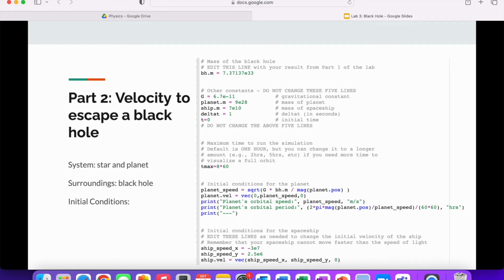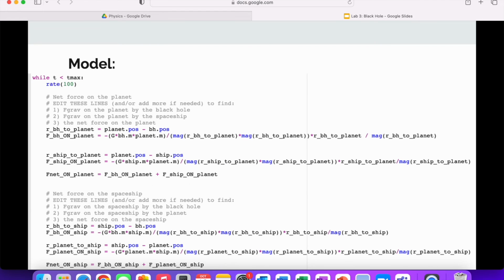The second part of this lab is to find the velocity to escape from a black hole without hitting the planet that orbits the black hole. So the system is the star and the planet, and the surroundings are the black hole. Some initial conditions are the mass of the planet and the mass of the ship that are given to us, and then the ship speed, which I found through trial and error.